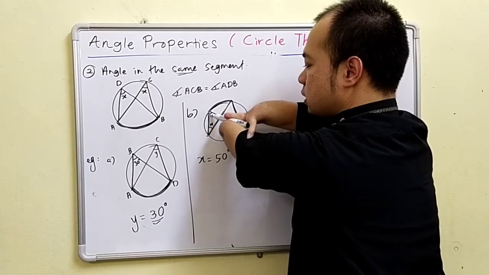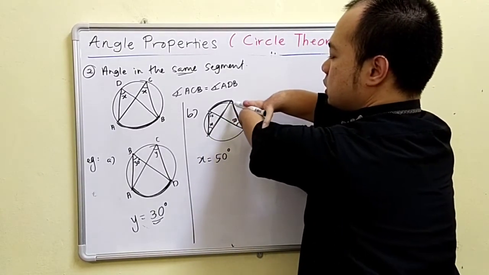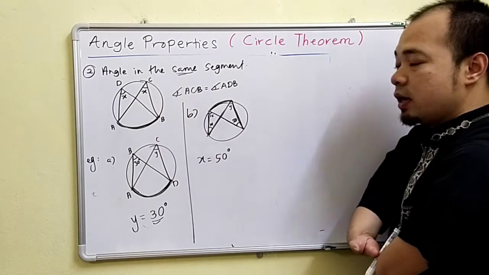If the angle over here, let's say this is 10 degrees, for example, and then over here is y. What is the angle y?